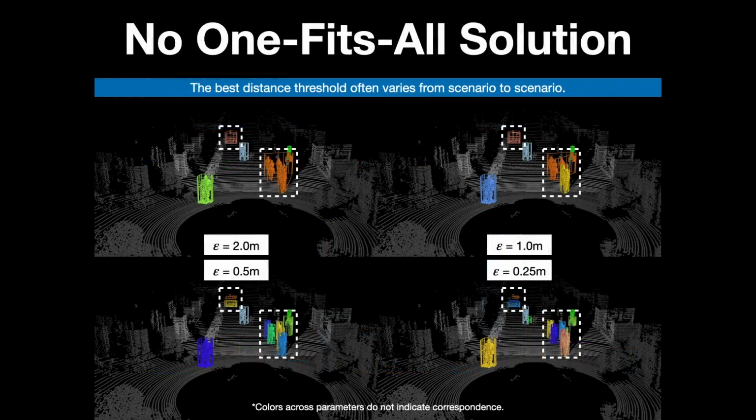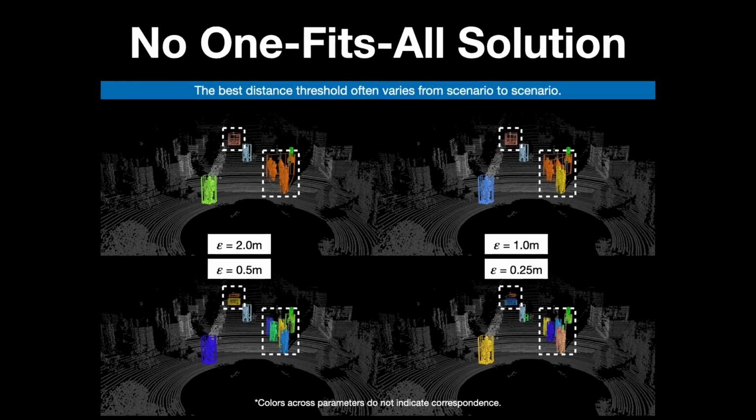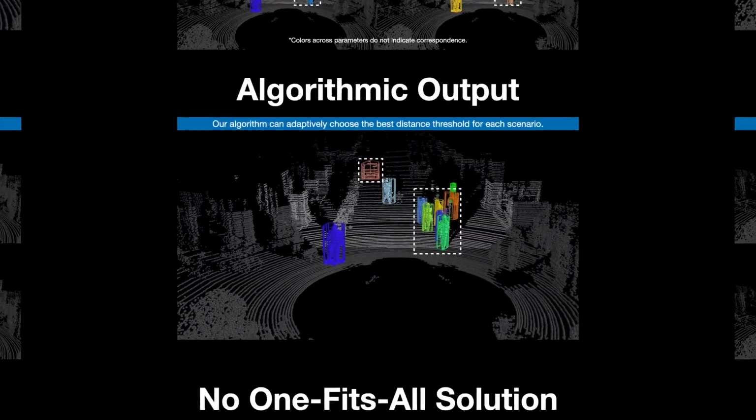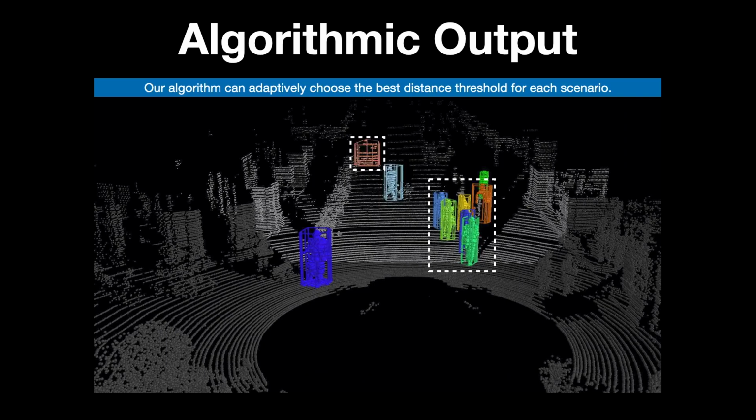As we have mentioned before, there is no one-fits-all solution in terms of picking the best distance threshold for clustering. And the best threshold often varies from scenario to scenario. We presented an approach that can adaptively choose the best distance threshold for each scenario locally based on a data-driven model.